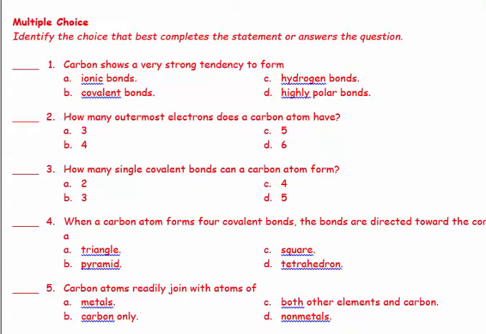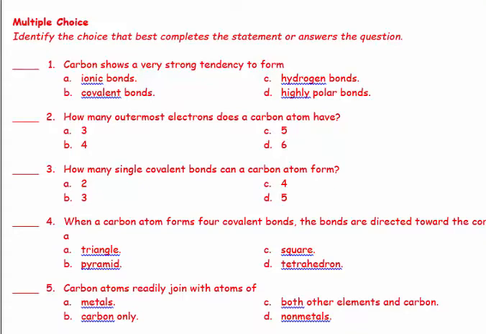Grade 12, these are the answers for your revision sheet. Number 1, carbon shows a very strong tendency to form... of course, it has a strong tendency to form covalent bonds. Carbon is a non-metal that mostly forms covalent bonds, whether with carbon or with other atoms.